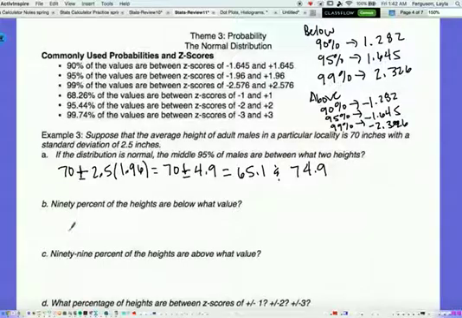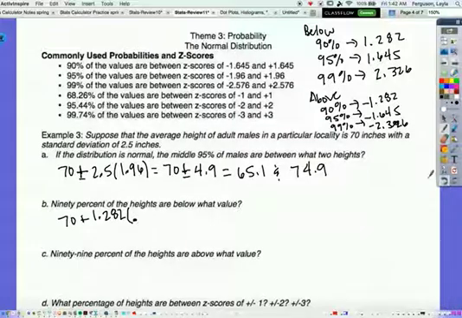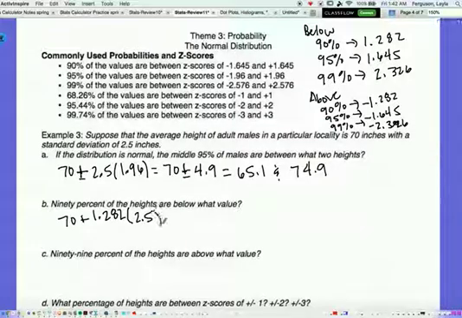So B says 90% of the heights are below what value? That would be below 1.282 standard deviations away from the mean. So for this one, you would do 70 plus 1.282 times the standard deviation, which is 2.5. So whenever you do that, you get 73.205.